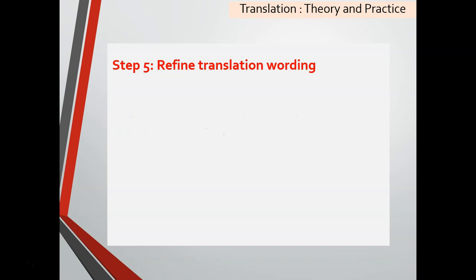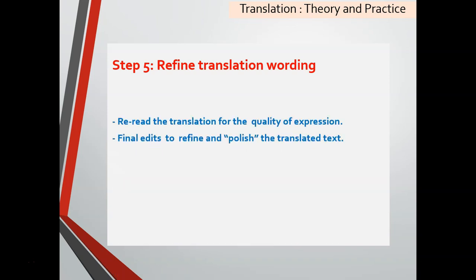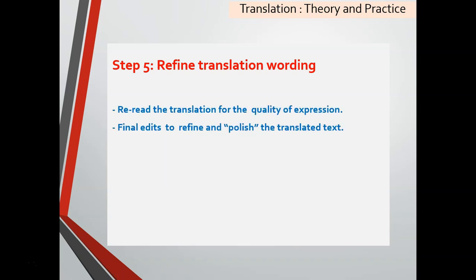The final step is called refining translation wording, the organization of words. In the final step, the translator rereads the translation after the break, this time without reference to the source document, looking only at the quality of the expression, and they will make final edits to further refine and polish the translated text. In this way, it is as if you are reading an original text, not a translated text. You see where the problems are, where the challenges are, where the unnatural pieces are here and there. So this could also be considered the final touch of the translator.